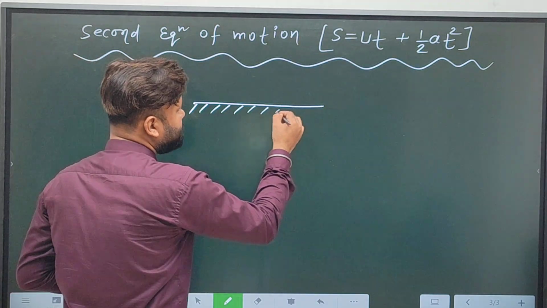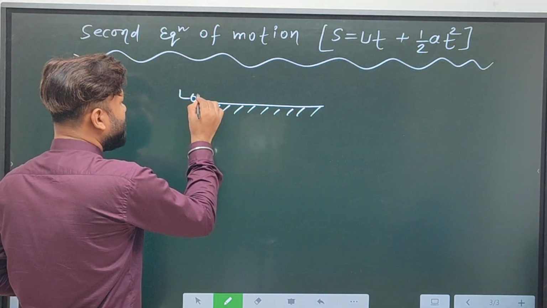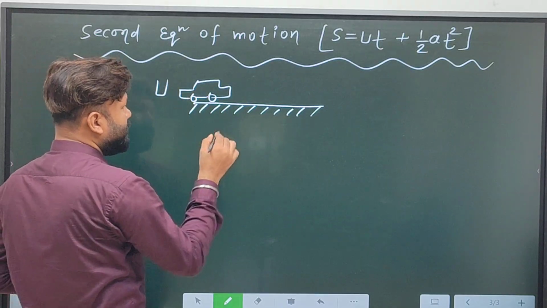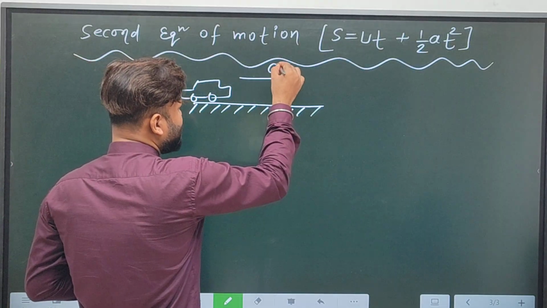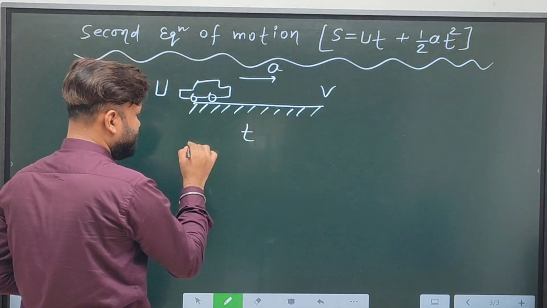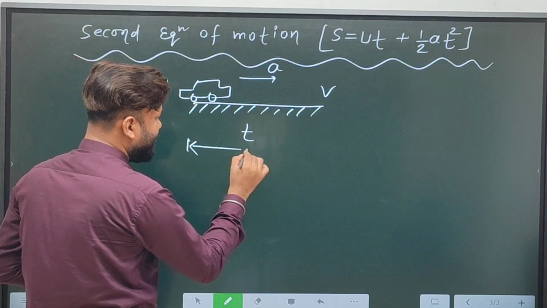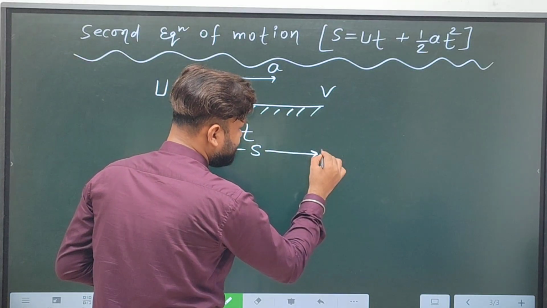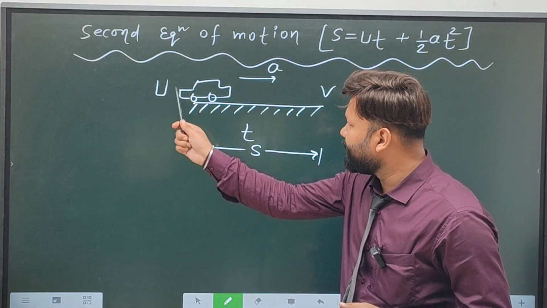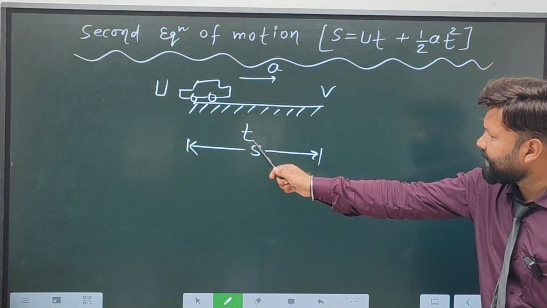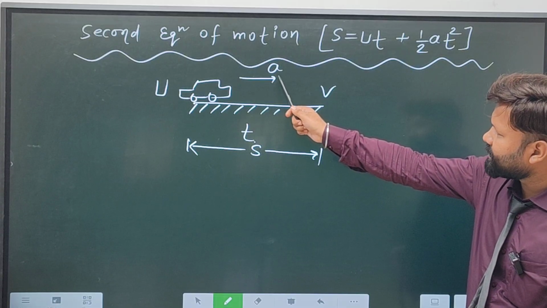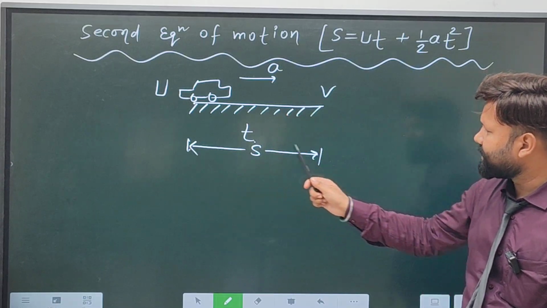Suppose this is the path. On this path, a car is moving with initial velocity u with uniform acceleration a. After time t, final velocity becomes v. Suppose the car has covered a distance s. What you have to write in language? Suppose a car moving with initial velocity u, after time t, final velocity becomes v. It is also moving with the uniform acceleration a. How much distance has the car covered? S.